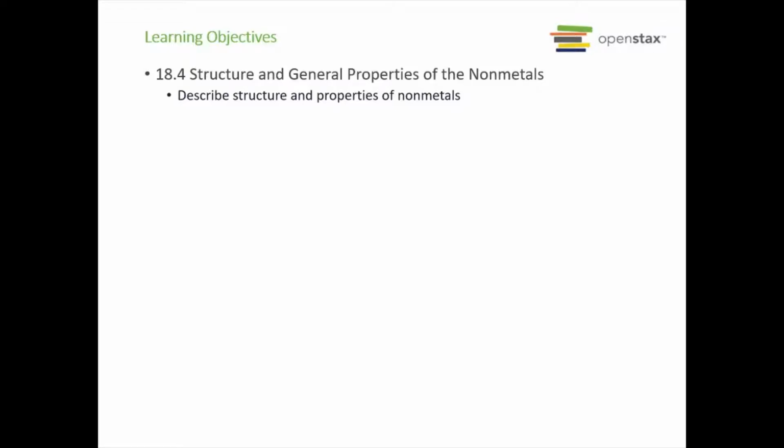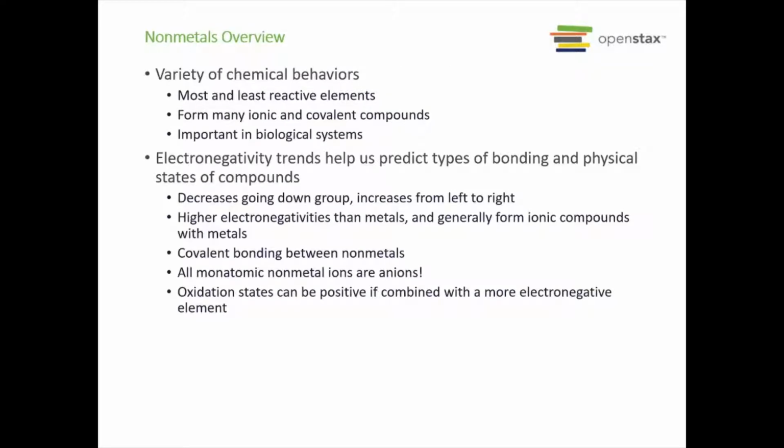We're now moving on to 18.4, Structure and General Properties of the Nonmetals. In this section, we're going to describe the structure and properties of nonmetals. Kind of self-explanatory. So nonmetals have a variety of chemical behaviors. Some are the most reactive elements and others are the least reactive. They can form a bunch of different ionic and covalent compounds and are very important in biological systems.